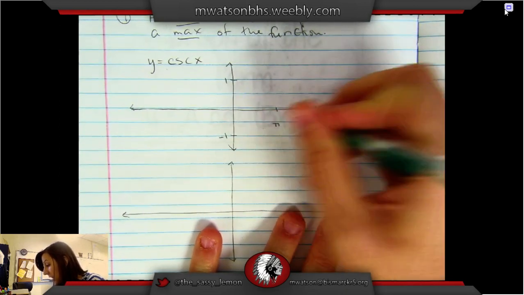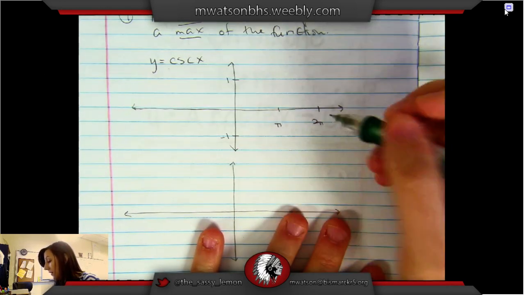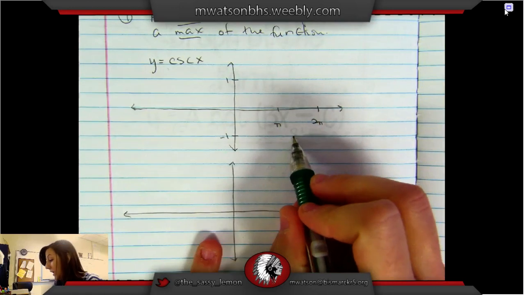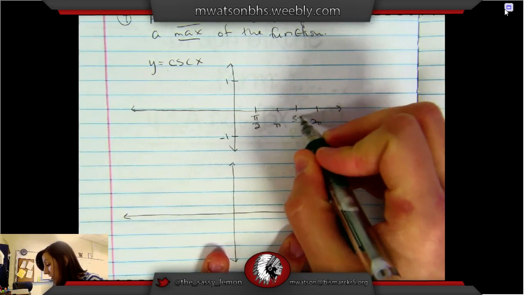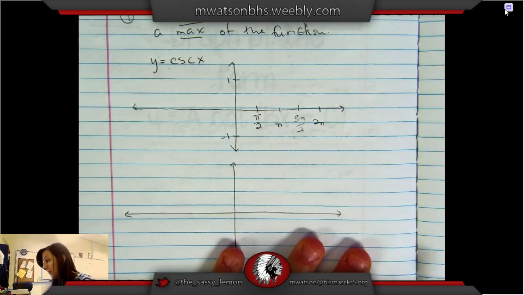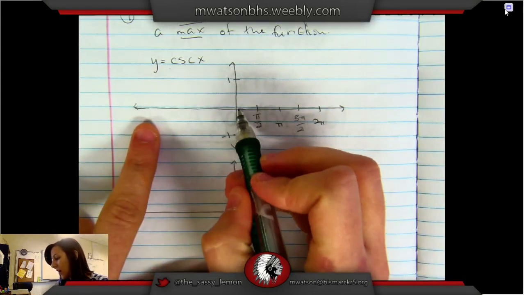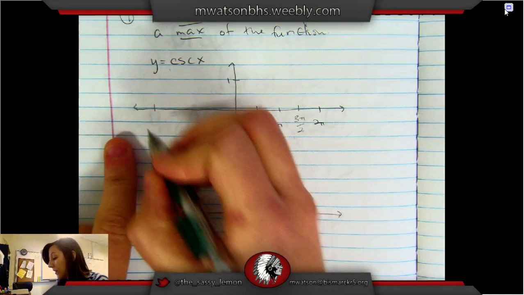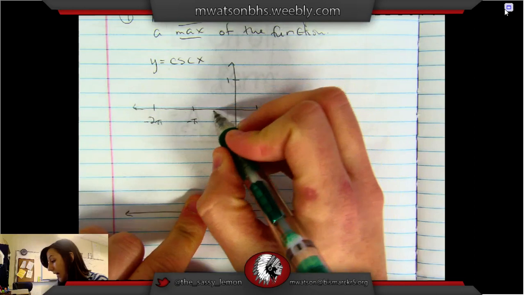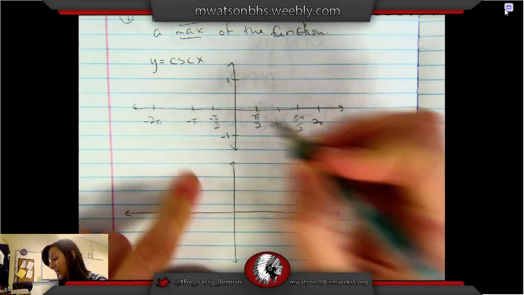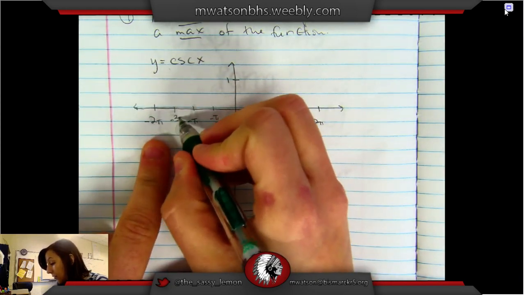So I'm going to put in those three values between 0 and 2 pi. So pi is halfway in between these two, pi over 2 is halfway between there, and 3 pi over 2 is halfway in between here. Okay, and actually for the sake of our notes, I'm going to also draw another period in this direction to the left. So -2 pi, halfway in between that's -pi, halfway between those, -pi over 2, and halfway between -2 pi and -pi is -3 pi over 2.